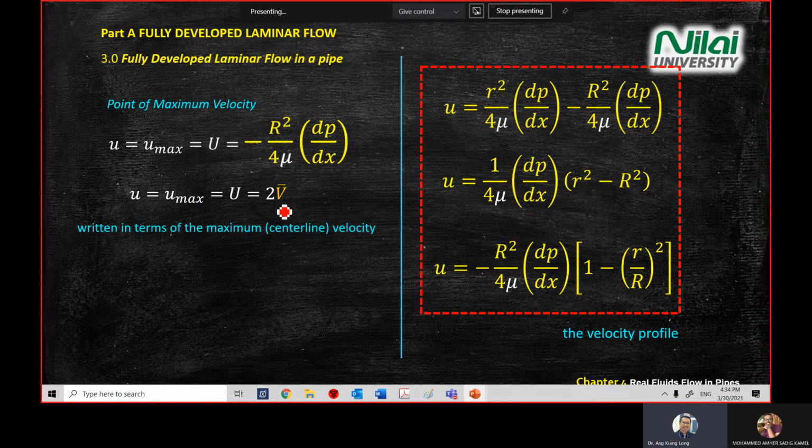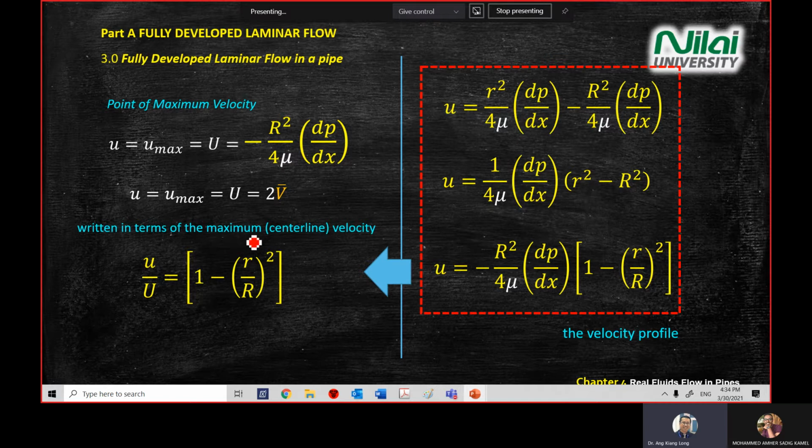So once we find the average velocity, we can write it in terms of the ratio between u and u max. If you rewrite the velocity profile, u divided by capital U is equal to 1 minus r squared over R squared. Capital U is the velocity at the center, and we know that the velocity at the center for laminar flow is the maximum, so we can use capital U to represent the maximum velocity.